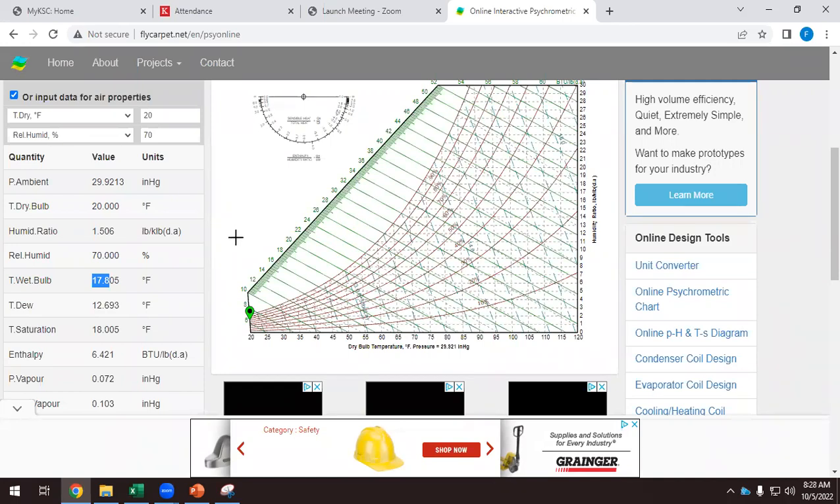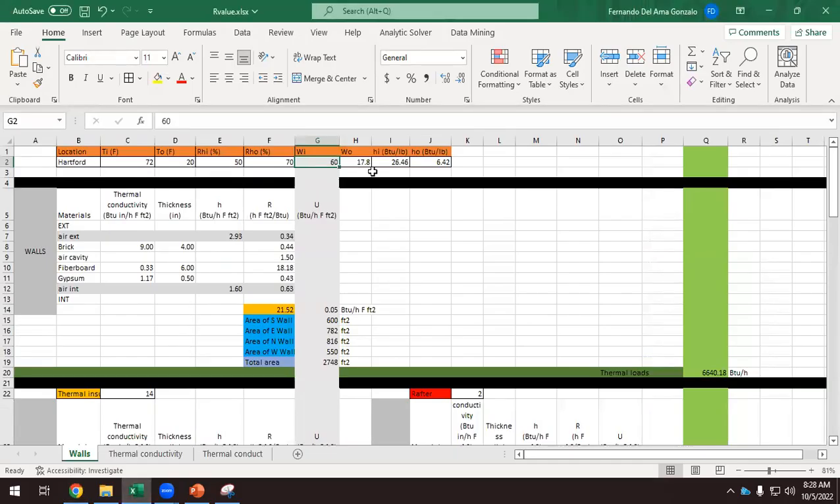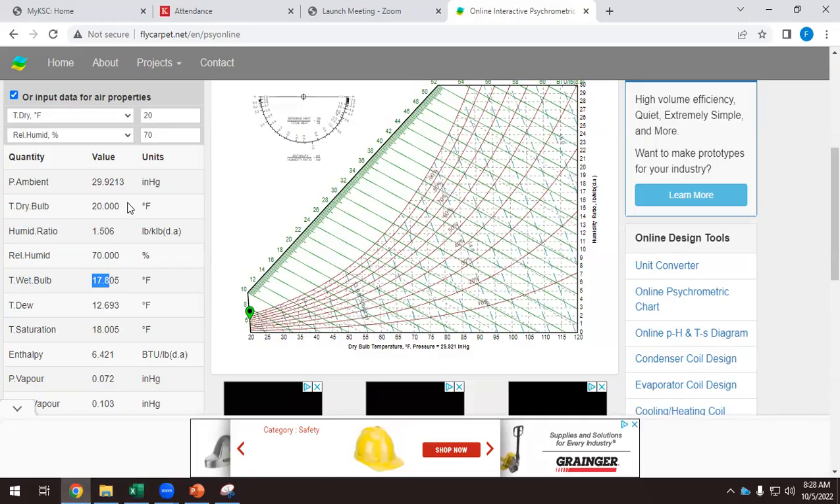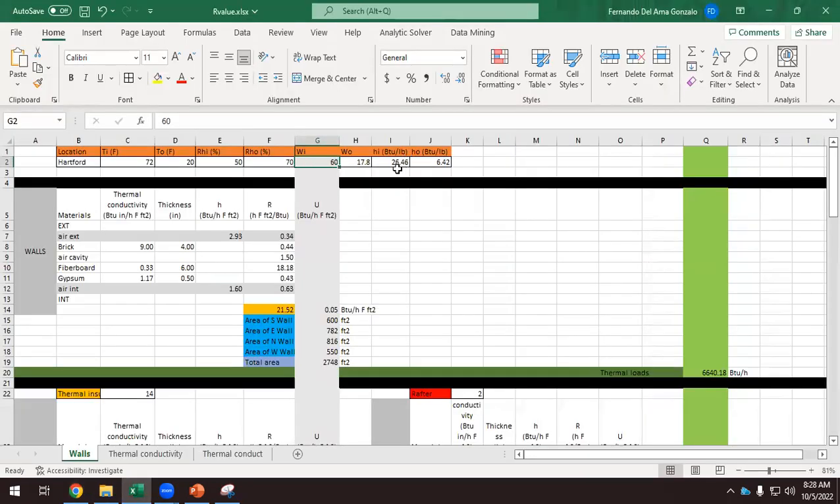Okay, so we can do something else based on this. I don't recommend you do this here. If we have access to the internet, we can type here indoor temperature, indoor relative humidity, and we have the rest of the values, and then we only get these values and we type this on this Excel file.